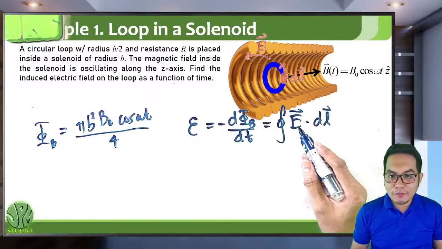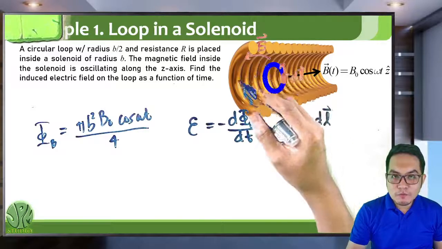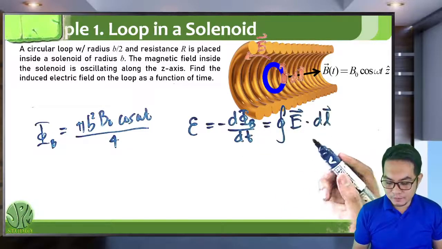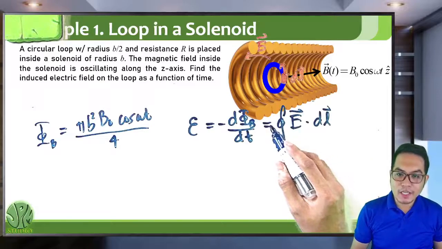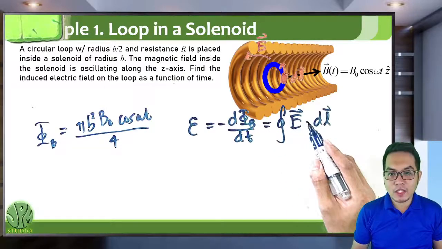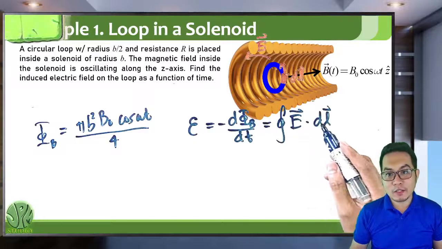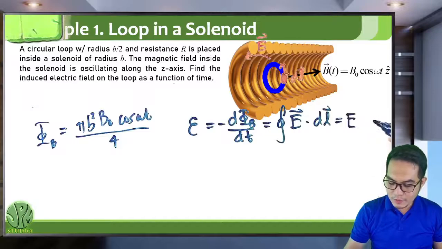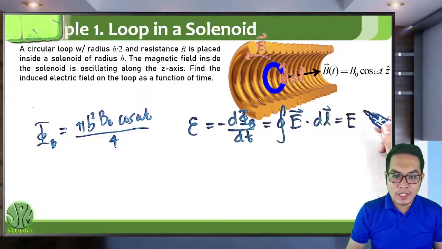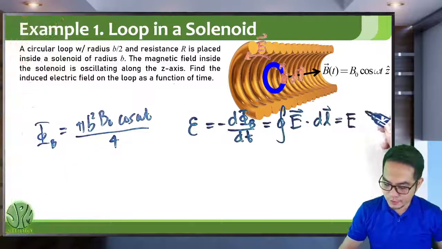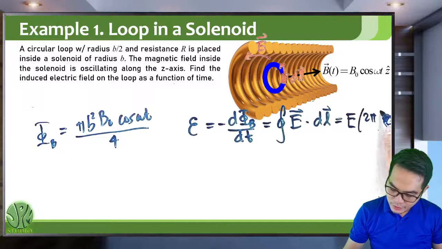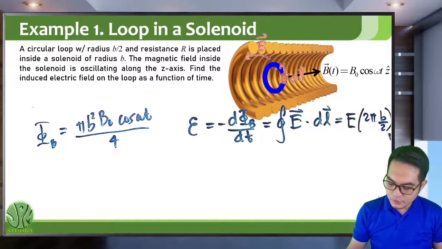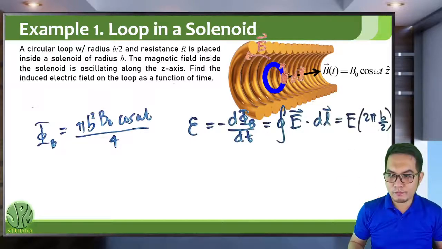And since the electric field at all points within the loop is the same, I can take it out of the integral and I will just get E times the closed integral of dl, which is the total length of the loop. So this is just equal to E times the total length of the loop. In this case, if your loop is a circle, then the length is the circumference, 2 pi times the radius. So you have 2 pi times the radius, which is b over 2. So you have pi b, so the 2 will cancel out.